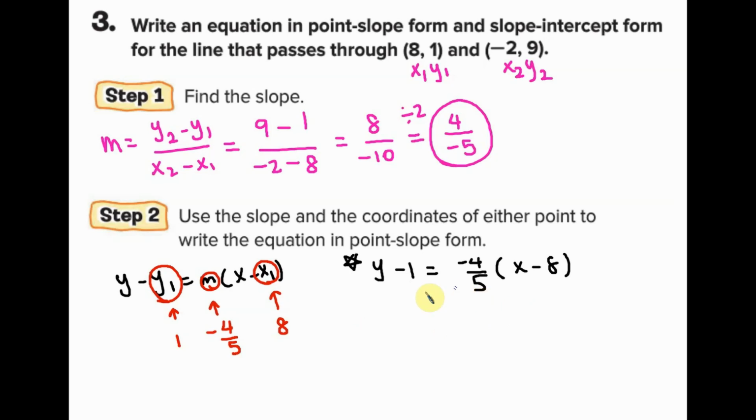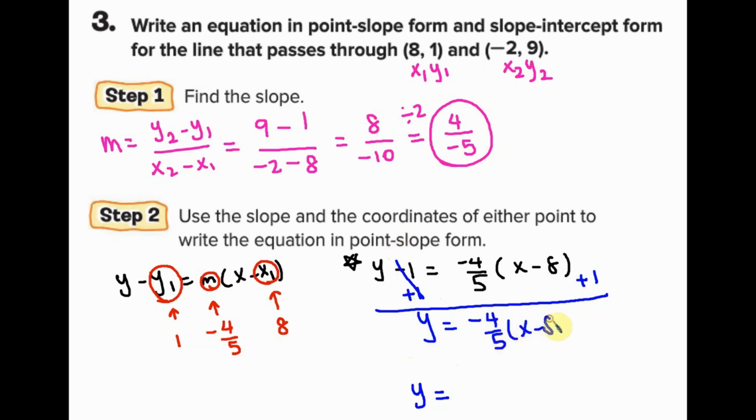To make it slope-intercept form, again, you need to have y is equal to something. So add 1 on each side. Negative 1 plus 1 will cancel each other. y is equal to negative 4 over 5 times x minus 8 plus 1. Once I distribute, y is equal to negative 4 over 5x. And when you multiply negative 4 over 5 times negative 8, since this is a fraction while negative 8 is not, I'm going to put 1 underneath.